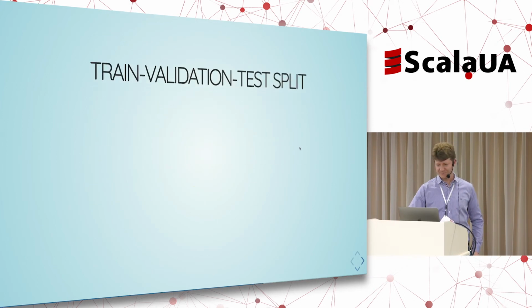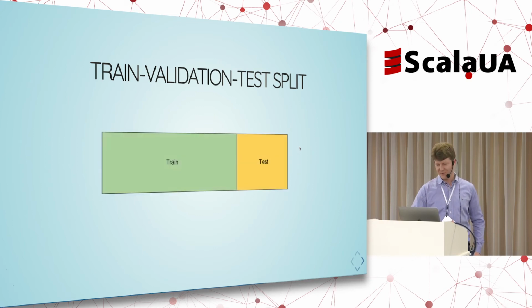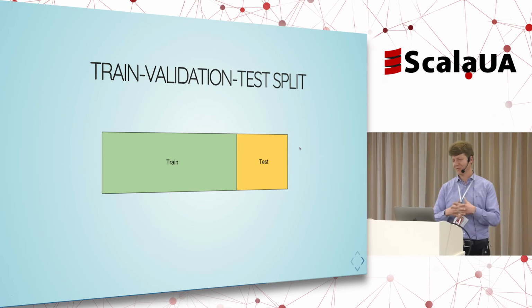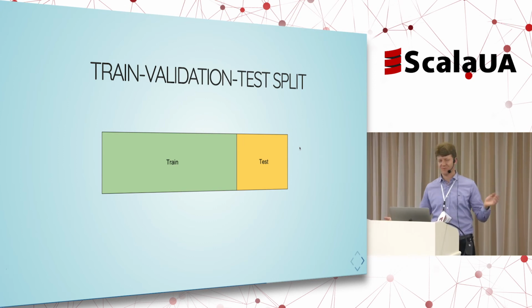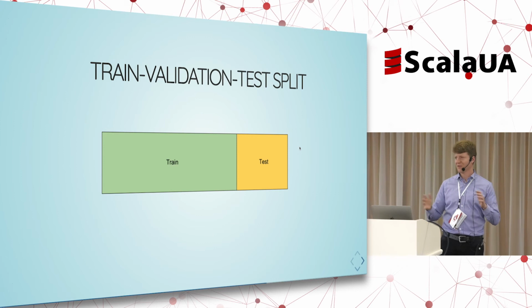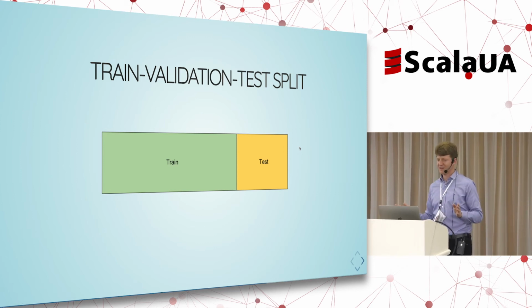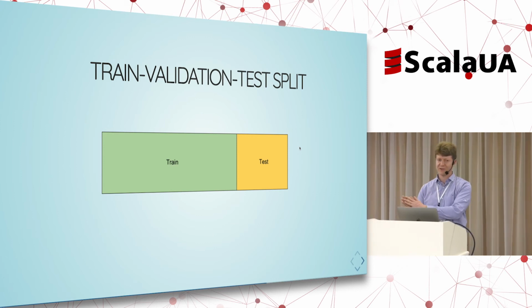This is something you should be very careful with, because normally when you do machine learning, you work with a train test split. So maybe 75 or 80% of your data will be used for training, and the remaining 20% of your data will be used for testing.